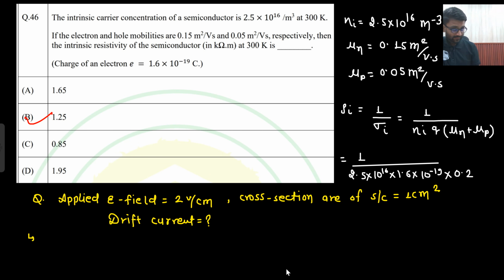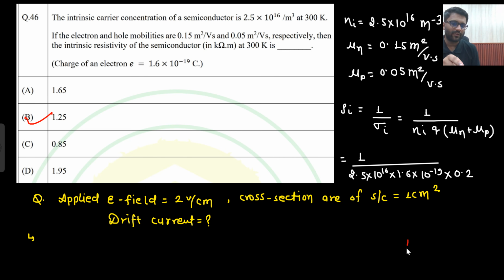Okay, let's check it. 2.5 into 2, that would be 5. 16 into 5 would be 80. 10 by 8, what would that be? 1.25. The answer would come out to be 1.25. Here you can see 10 to the power minus 3, and this would be 10 to the power minus 4. 10 to the power 16 and 10 to the power minus 19, that would be 10 to the power minus 3. 10 to the power minus 3, 10 to the power minus 4, 10 to the power minus 5, and 10 to the power minus 6.